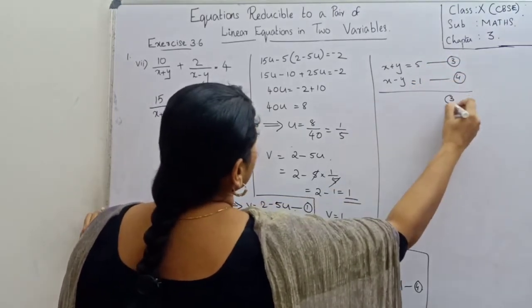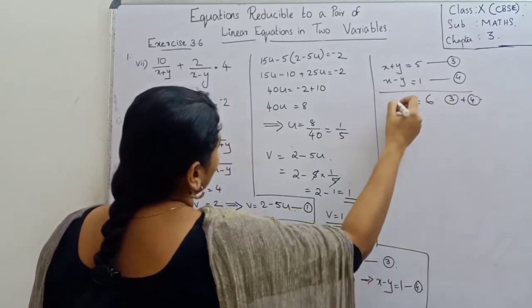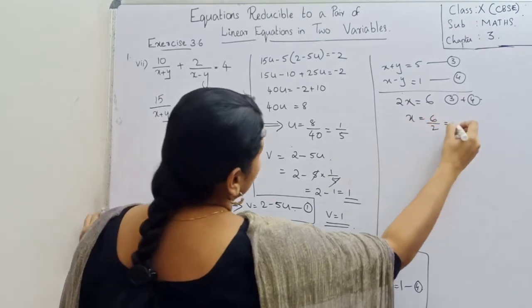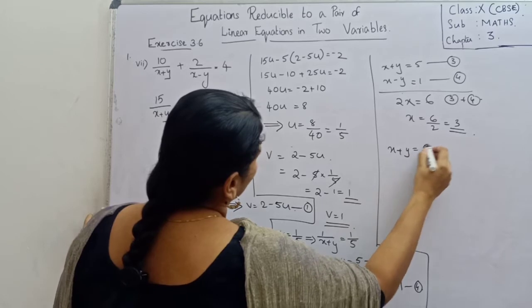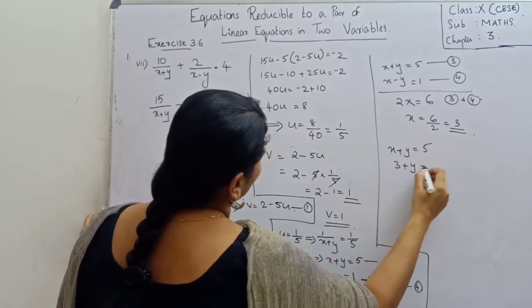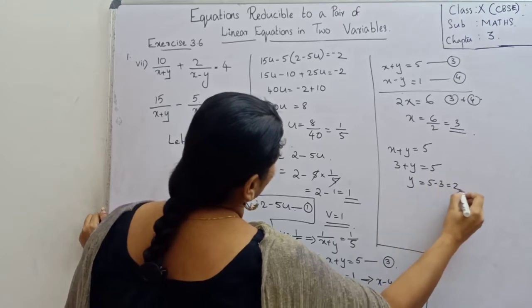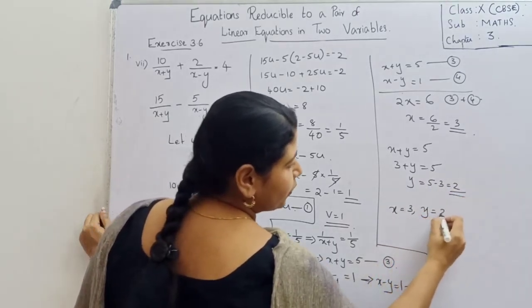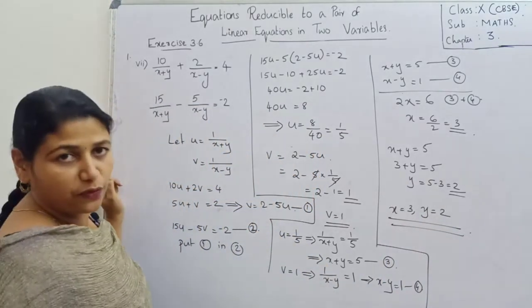You can add them, isn't it? 5 plus 1 will give you 6, y minus y is 0, and x plus x is 2x. So x equal to 6 by 2, which is 3. What about y? x plus y equal to 5, that is 3 plus y equal to 5, or y equal to 5 minus 3 equal to 2. So we got the values x equal to 3 and y equal to 2. So this is the solution of this pair of equations.